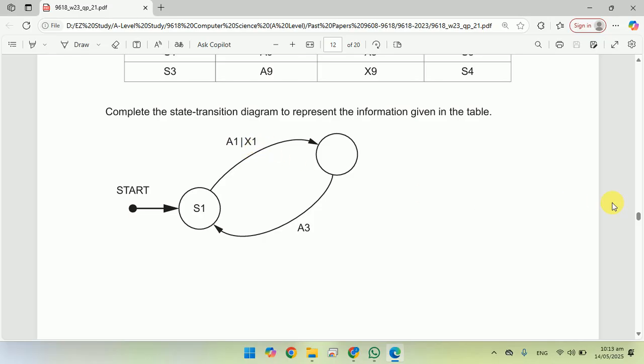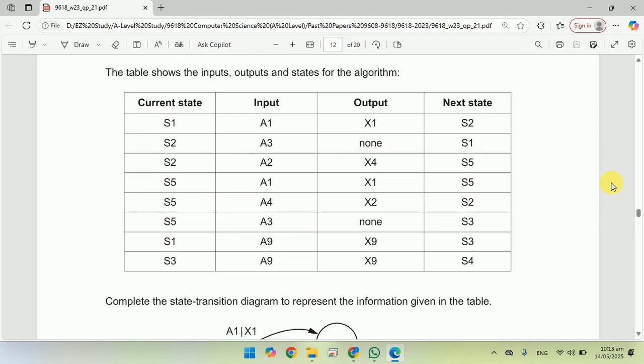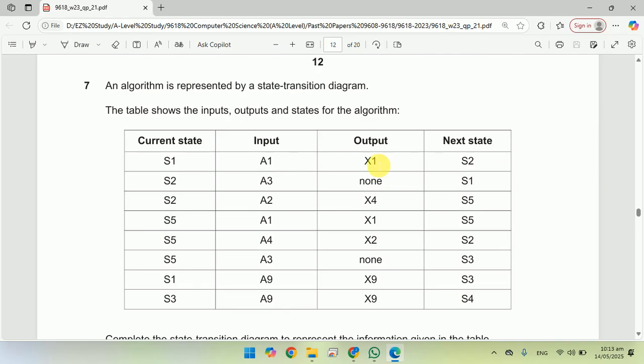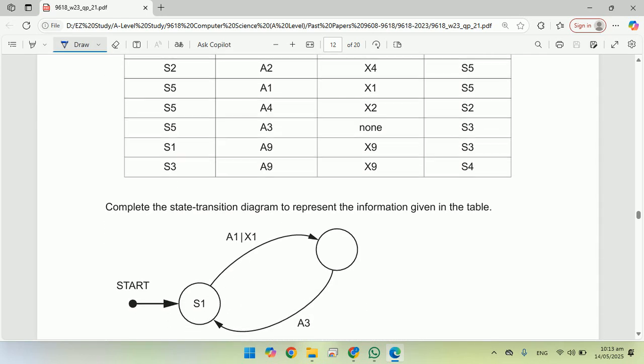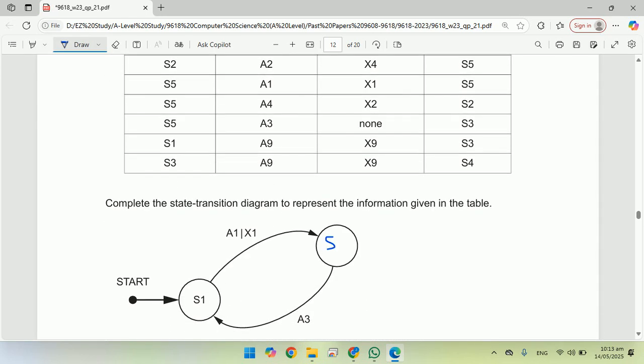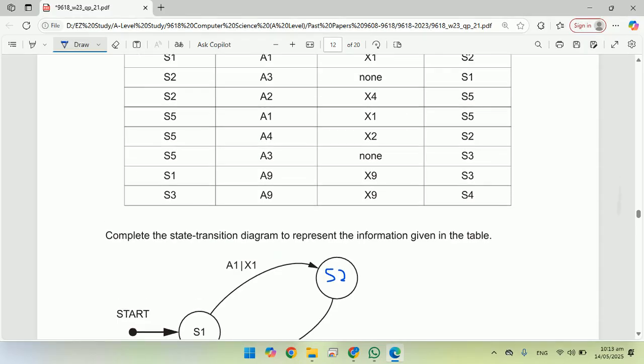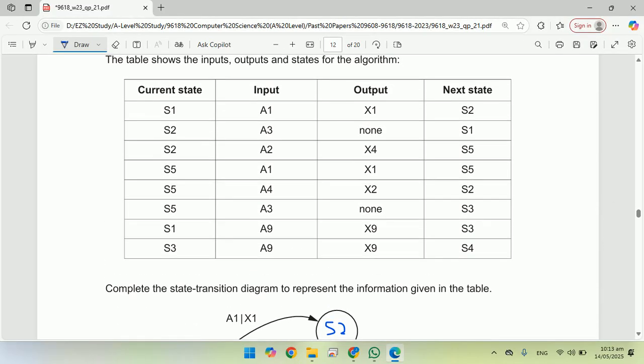Alright, so the first one is already given. You would have this start, and then you would have state 1, and the factors making it go into the next state are A1 and X1. So now take a look. A1 is input and X1 is output, and it's going to S2. So this one is S2. Alright, now this one is done.